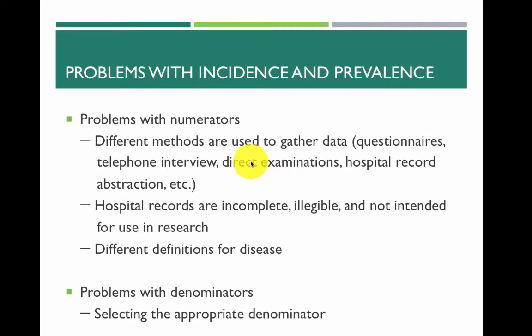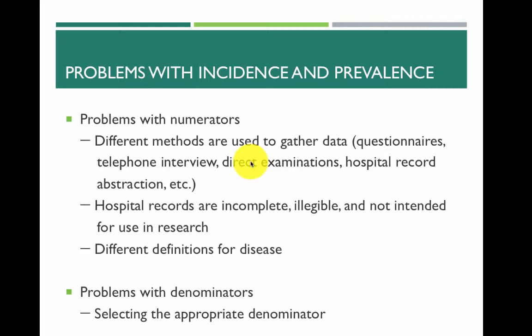It could be that there were different methods that were used to gather the data. So did people self-report that they had asthma? Were they given a breathalyzer test? Was there a hospital record? And so the method that you ascertain occurrence of disease may differ. Hospital records are also often incomplete, they're illegible, and they're not typically intended for research, so they're difficult to use.